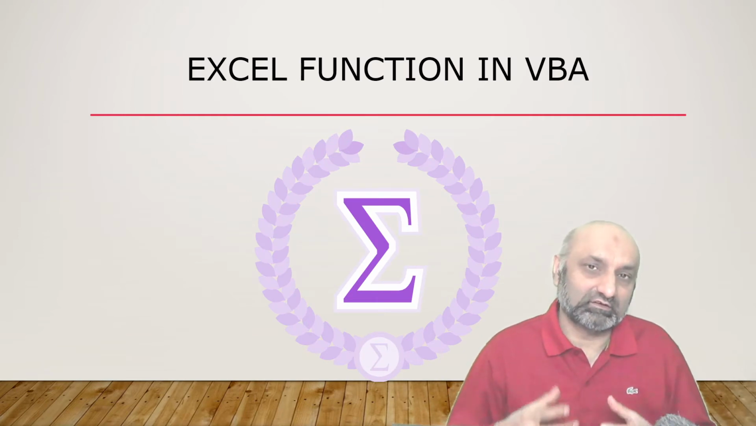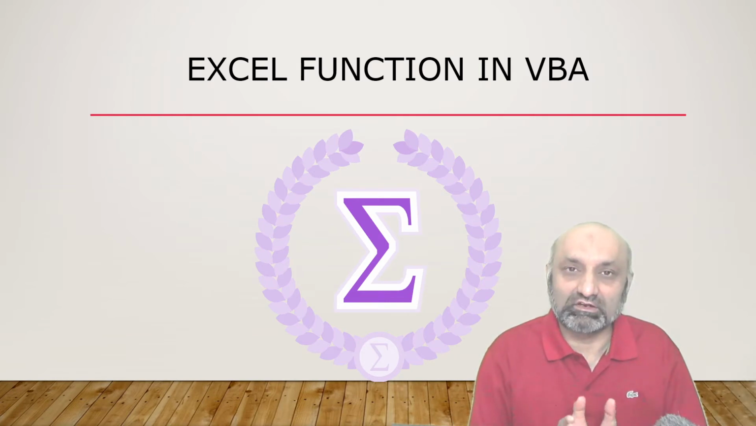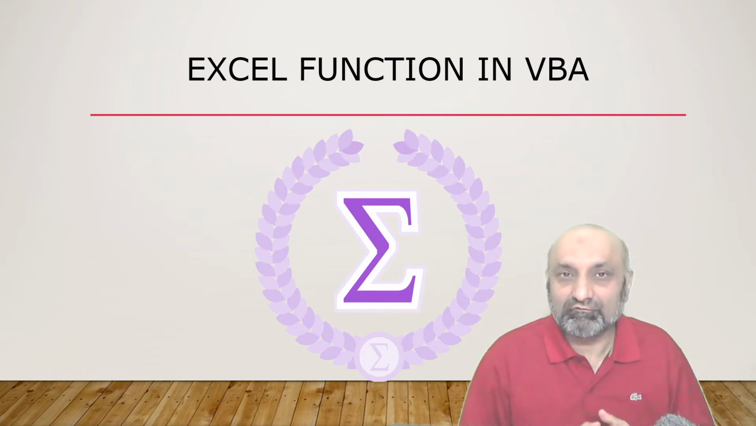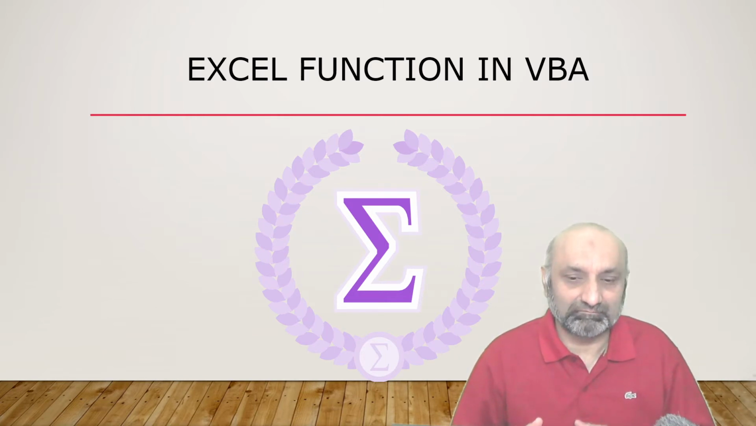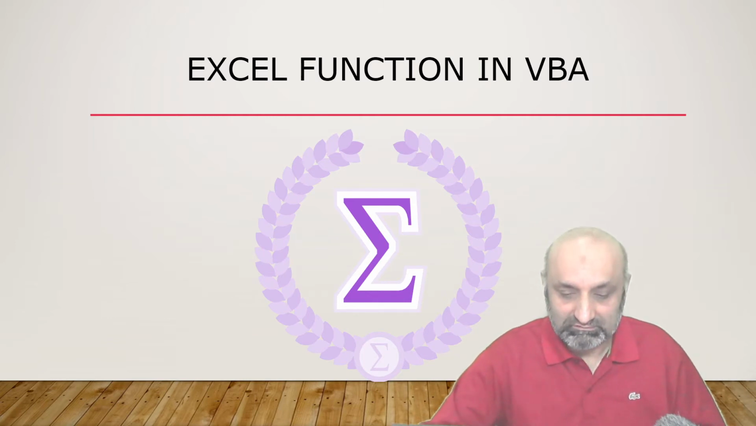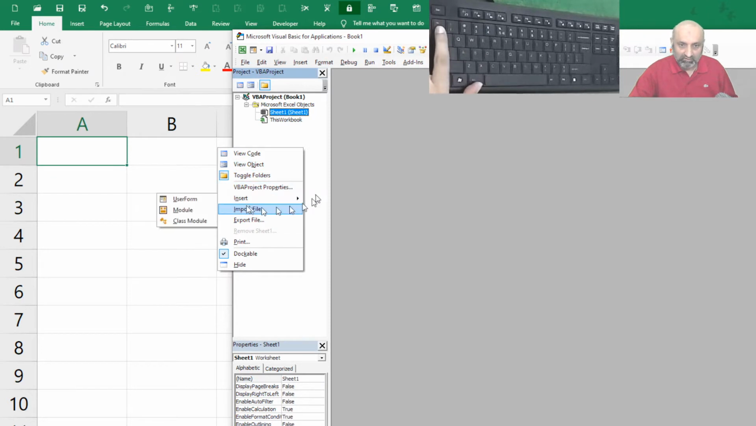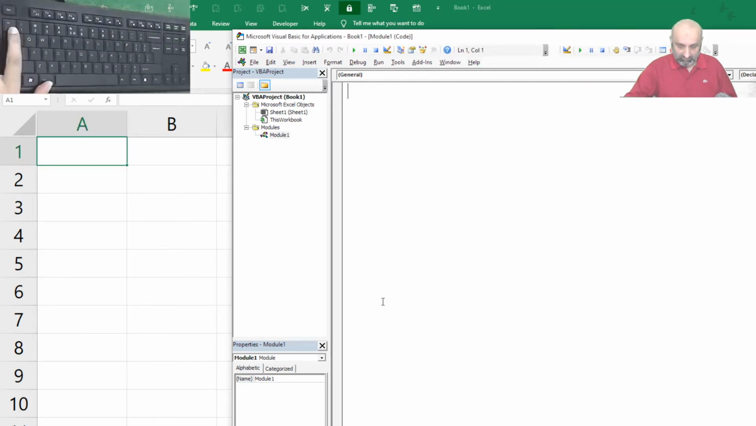In the last video we created a custom function and we used that function in our Excel sheet. What if we want to use an Excel function in VBA? So let's try it out. So here is my blank workbook. Insert a module. Let's start creating our macro.